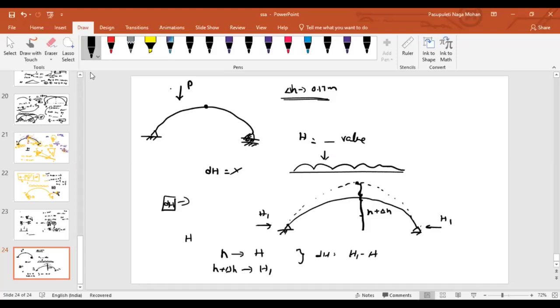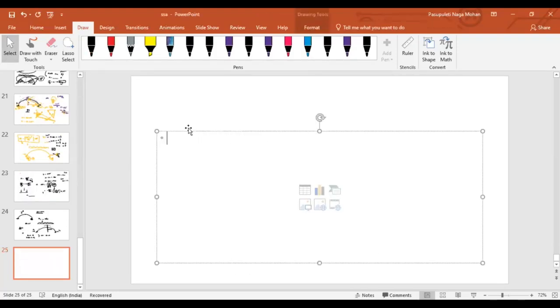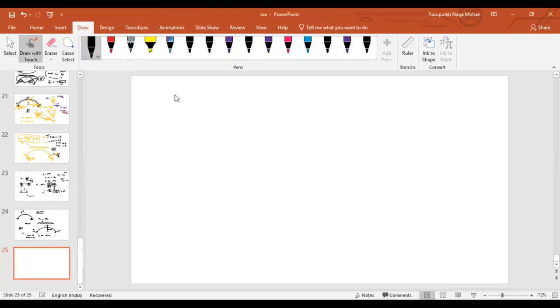Yes, sir. This is truly based on the values. But previously we did it with respect to a function. WL square by 8H is a function in the form of H, and then we found it. But here there is no function. Directly we have found out the values and then we find the change. So that's all about the 3-hinged arches.